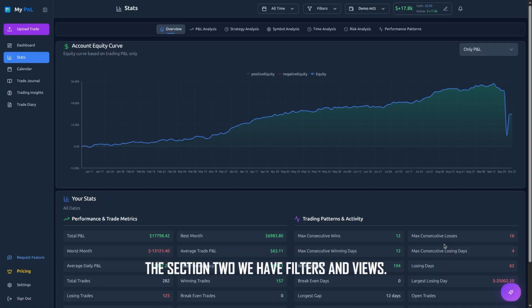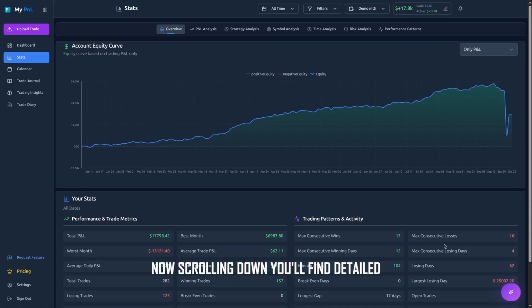In section 2 we have filters and views. At the top you will also notice a filter option. You can switch between different accounts, time periods and even apply filters to analyze specific trades or instruments. This makes it super easy to focus on a particular trading phase or strategies.